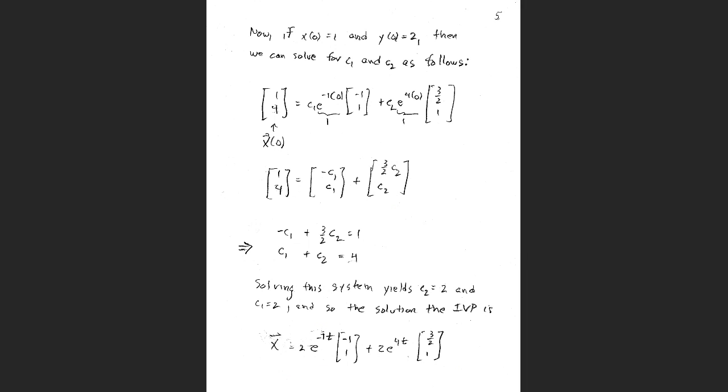All right, well, so the vector x has two components. I think you can see that the first component would be e to the negative 1t times negative 1 plus 2 times e to the 4t times 3 halves. That's the first component.